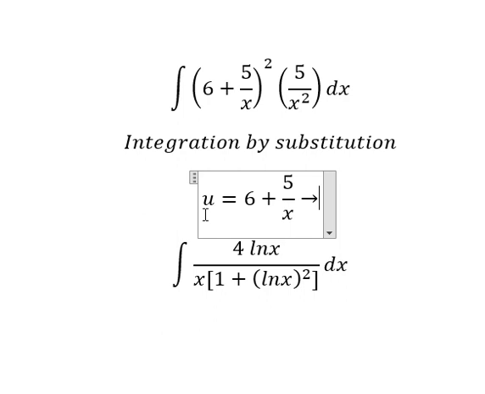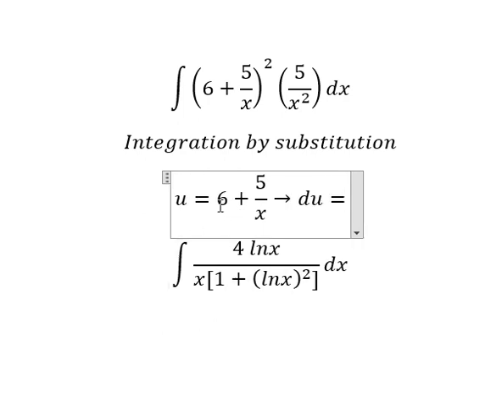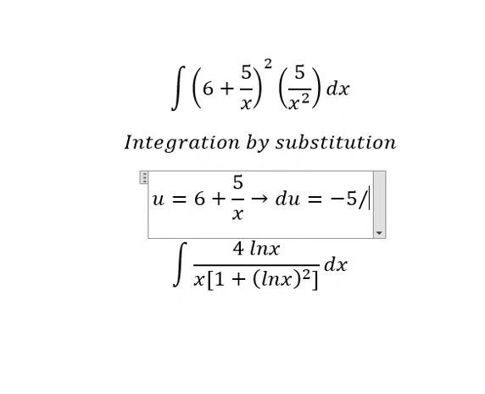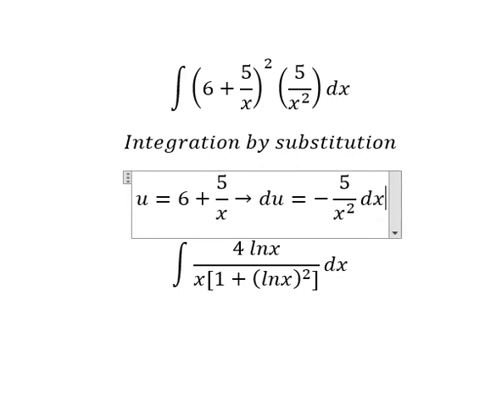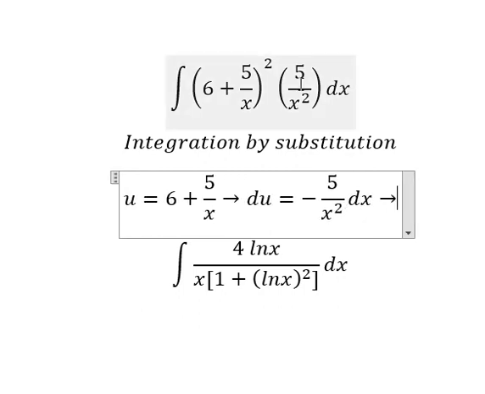After that, we need to take the first derivative of both sides. This one is a constant, so you get 0. This one, we have negative 5 over s squared dx. Because we don't have the negative sign in here, I will move this to the left.